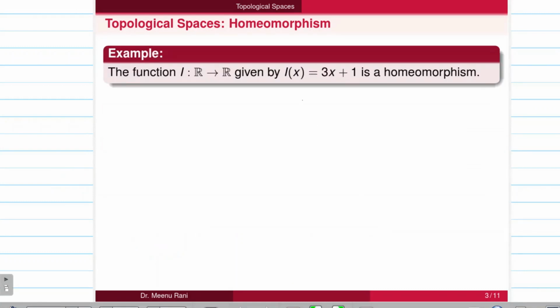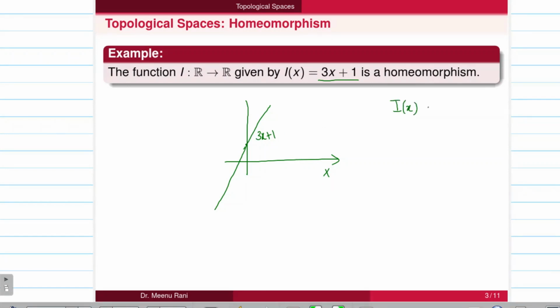Next we have one example. A function from the set of real numbers to real numbers which is given by 3x plus 1 is a homeomorphism. For the homeomorphism, this function should be one-one, onto, continuous, and its inverse function should also be continuous. If we draw the graph of this function, so this function is continuous on the set of real numbers and this function is one-one and onto also.